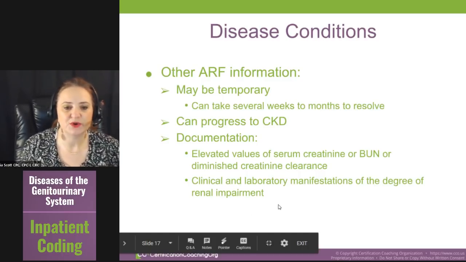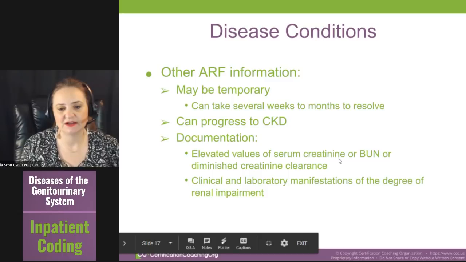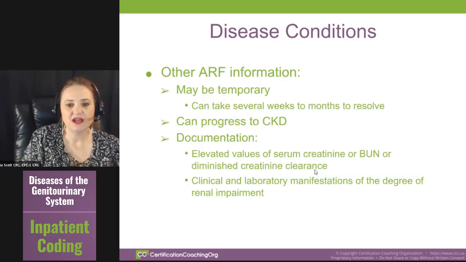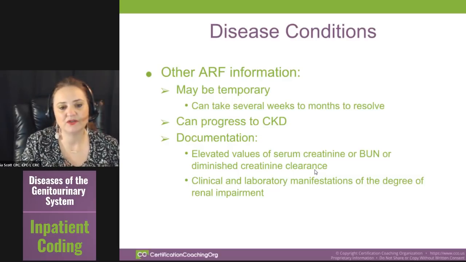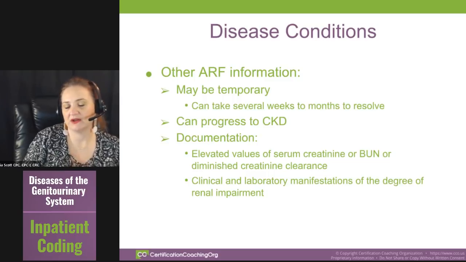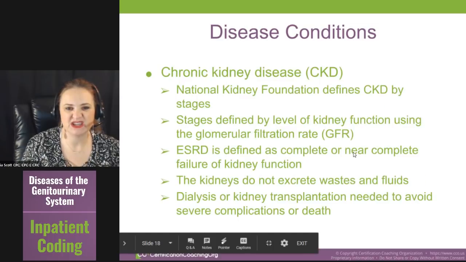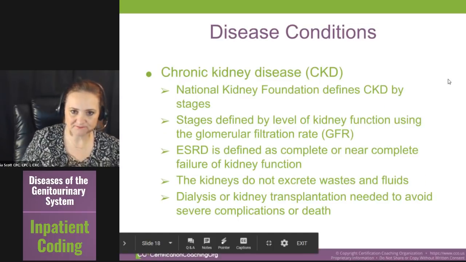Okay. So again, you're going to see serum creatinine, BUN, and another term they use is diminished creatinine clearance. In other words, it's not flushing. You'll also see the documentation talking about a degree of renal impairment. So those are the key terms that you see associated with that.